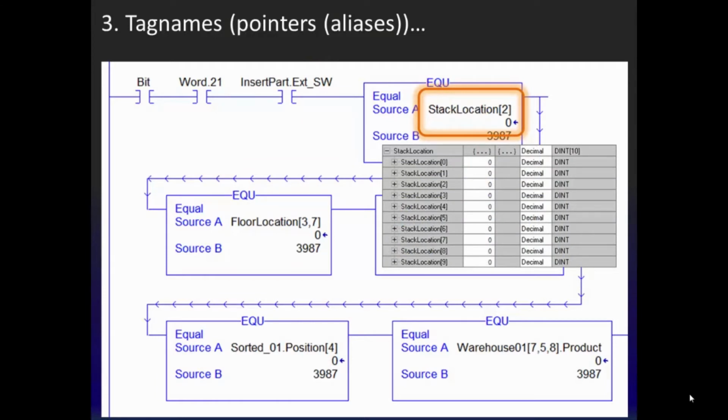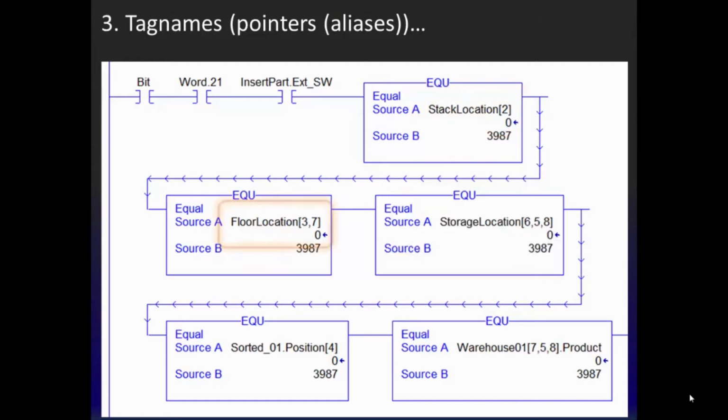This is yet another type. We have a single array called stack location. The tag name is stack location, and it's a single dimension array of 10 double integers. In this case, we are using stack location 2, the third element of that array, as source A for our equal instruction. And we're going to stick to the same data comparison through the rest of these tags. So that is an element of a single dimension array.